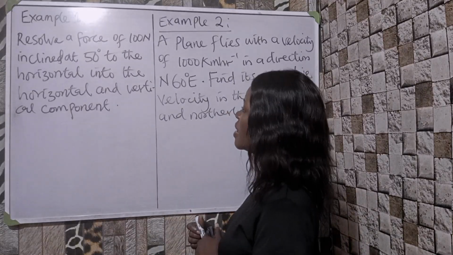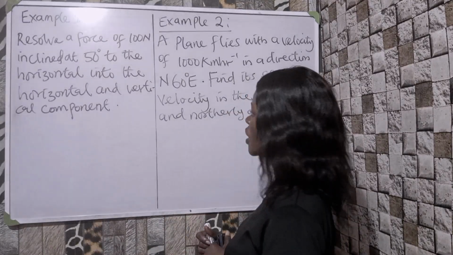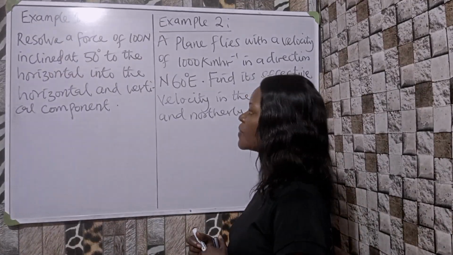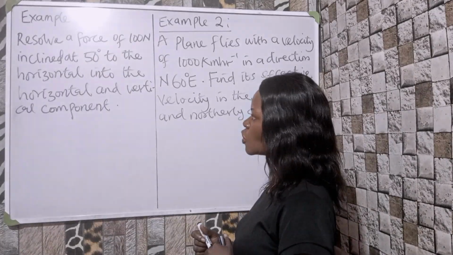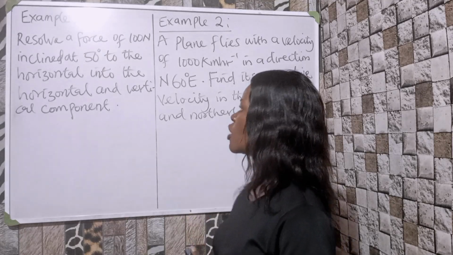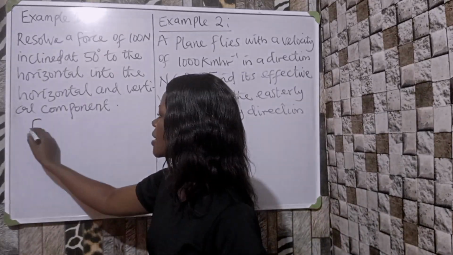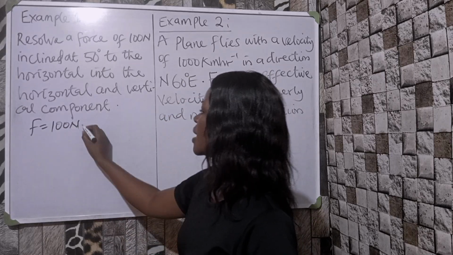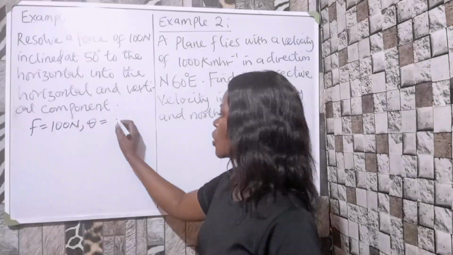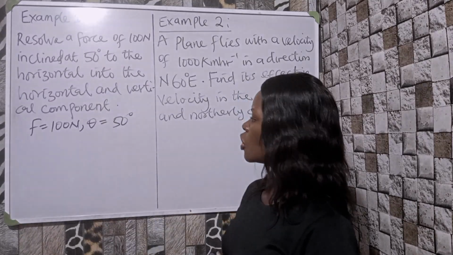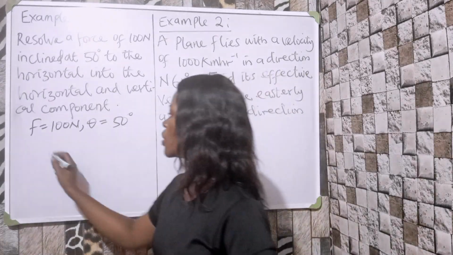The first one: resolve a force of 100 Newton inclined at 50 degrees to the horizontal into the horizontal and vertical components. The next thing we are going to do is to write our parameters. The force is 100 Newton, and the angle inclined to the horizontal is 50 degrees. So the horizontal component of this vector is what?